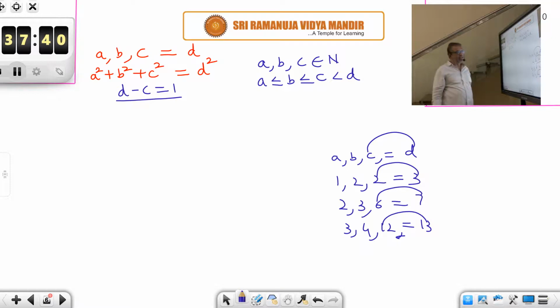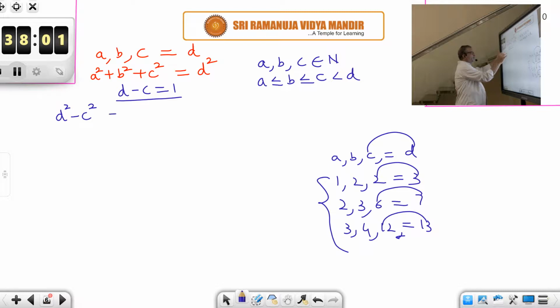Let us find some other numbers other than these numbers. This list is there: 1, 2, 2 is equal to 3, 2, 3, 6 is equal to 7. Apart from this, can we find any other numbers? Let us see. We'll take D square to the other side. D square minus C square is equal to A square plus B square. D square minus C square is D plus C into D minus C.